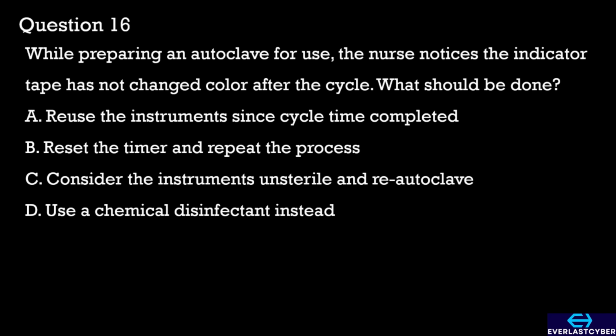Option A is unsafe because the cycle may not have reached the correct sterilization parameters. Option B, simply resetting without verifying the autoclave function may still fail, so proper inspection is required. An autoclave indicator tape changes color when the proper temperature and pressure are reached during sterilization. So if the tape does not change color, it clearly indicates that the cycle was ineffective and the instruments cannot be considered to be sterile.